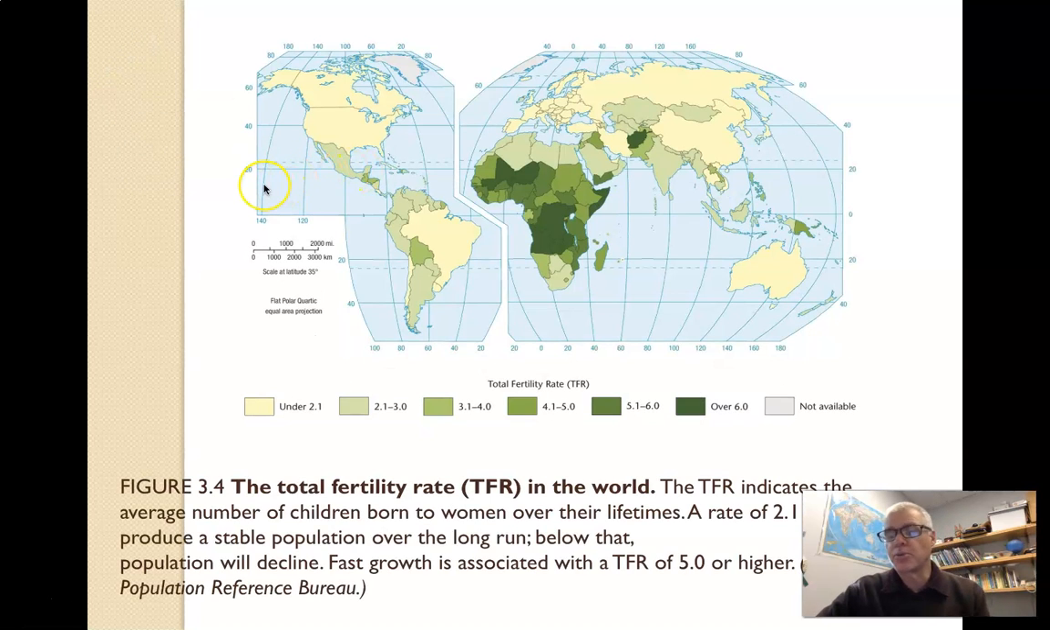And total fertility rate differs a lot from country to country. And of course, 2.1 is that magic number here. And you can see the United States, Russia, Europe, China, all these places have below 2.1. But there are some places where the total fertility rate, the average number of kids a woman will have over her lifetime, is over 6 in parts of Central Africa, Central Asia, these sort of areas. And so it differs a lot from place to place.